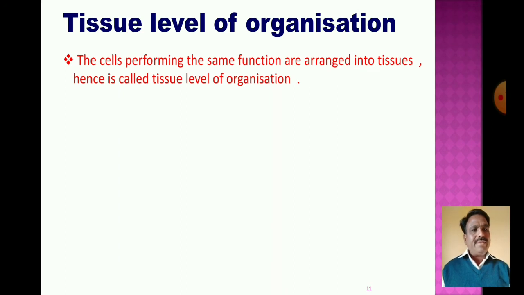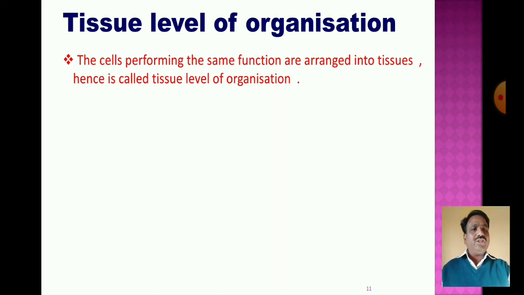What does tissue level organization mean? It means that the cells performing the same function, those cells having the same function, are arranged into a tissue. They aggregate and are organized to form a common functioning group of cells, to form the tissue, hence it is called the tissue level organization.